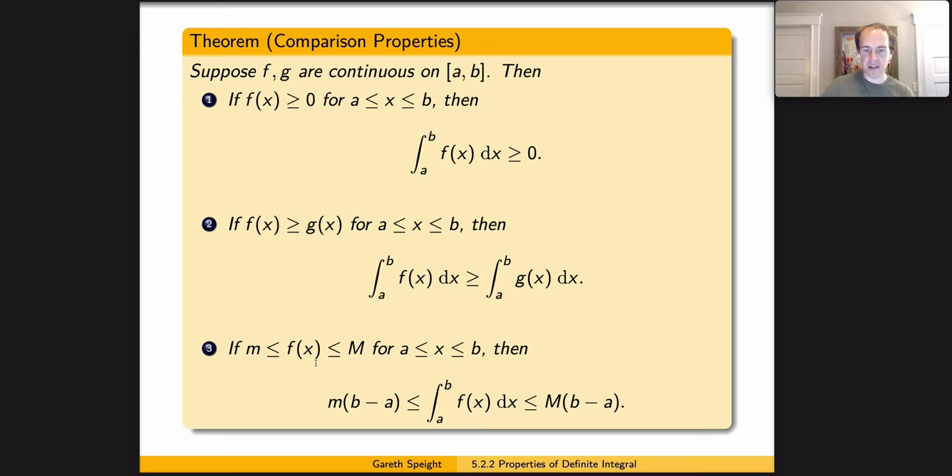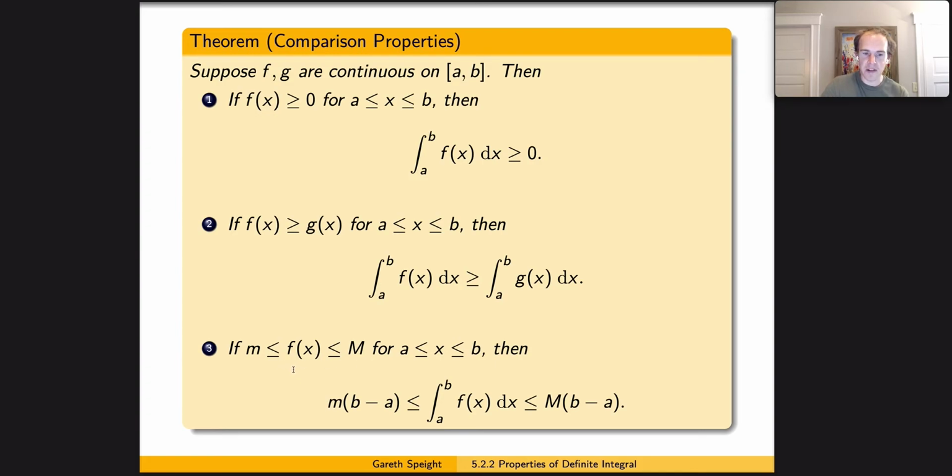Well, we can just use the comparison property that we had in number 2. So if f is less than or equal to capital M, then we know that the integral of f is less than the integral of capital M. And we can compute the integral of capital M, right? Capital M is a constant. So the integral of capital M is going to be capital M times b minus a. So we get the integral of f is less than capital M times b minus a.